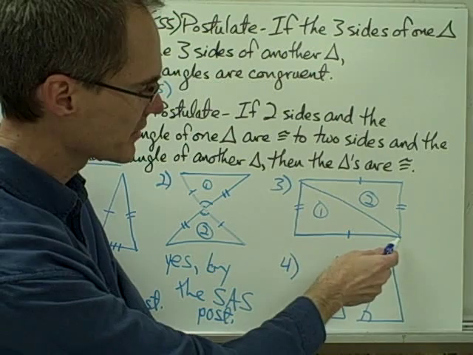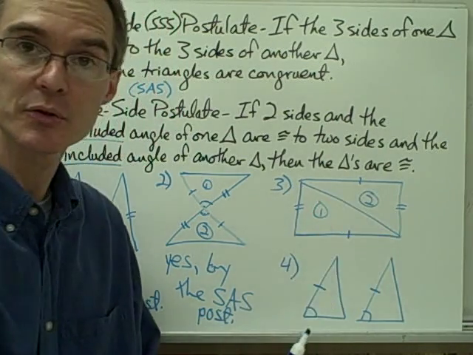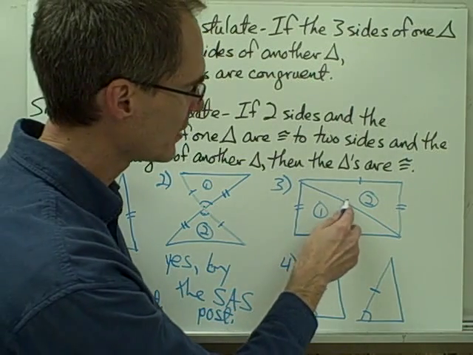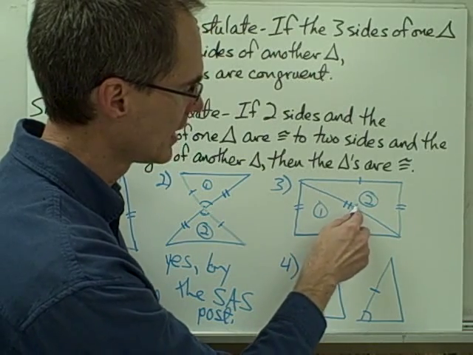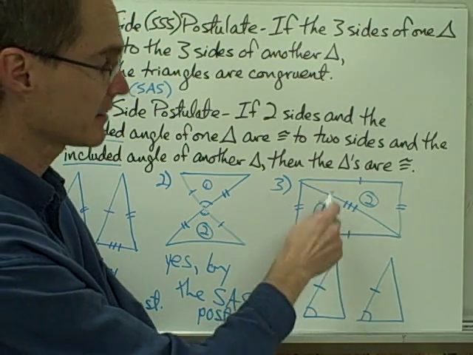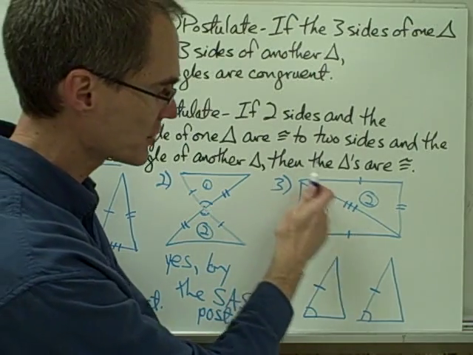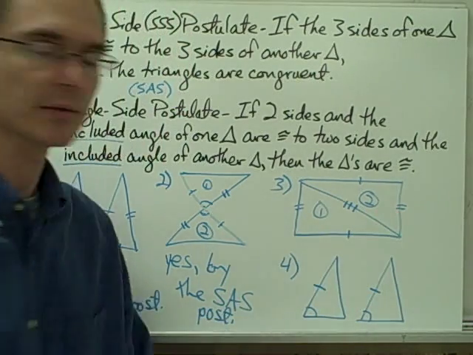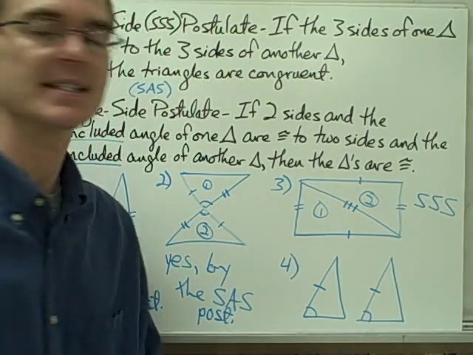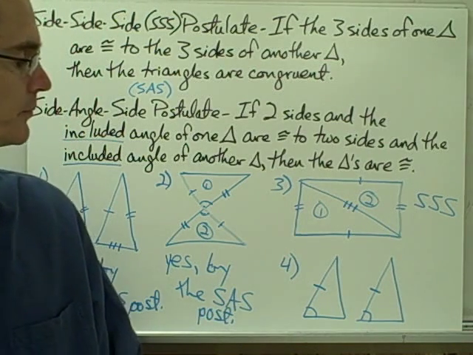However, notice that in this picture, this segment right here is a side that is common to both triangles. And since I know from the reflexive property of congruence that all segments are congruent to themselves, I'll just mark that segment with these 3 hash marks to indicate that this side in triangle number 1 is also congruent to that same side in triangle number 2. So once again, I have the side, side, side postulate that allows me to say that triangle 1 is congruent to triangle 2.